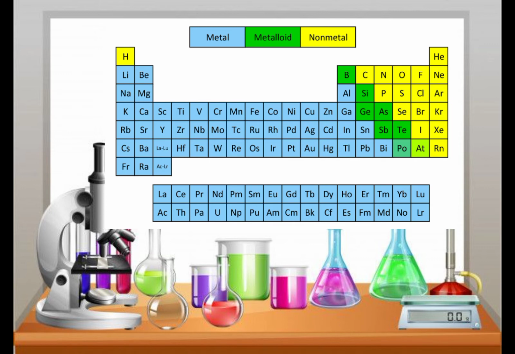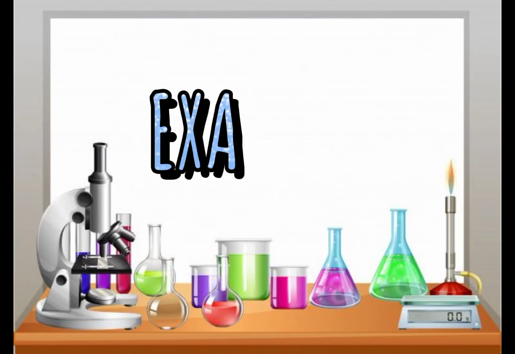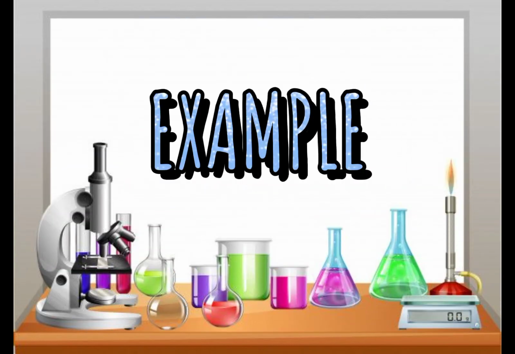In the periodic table, we can see that all in the blue color are metals, and all of them tend to lose or give electrons, while those in the yellow color are non-metals, and they tend to gain or accept electrons, except for the noble gases that already have 8 electrons. So, let us give some examples.